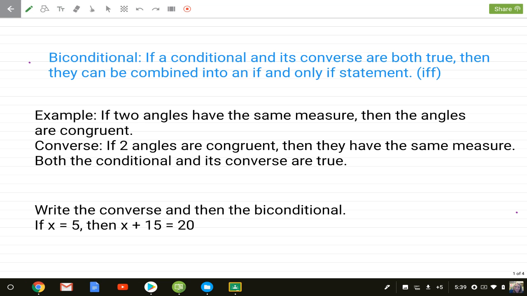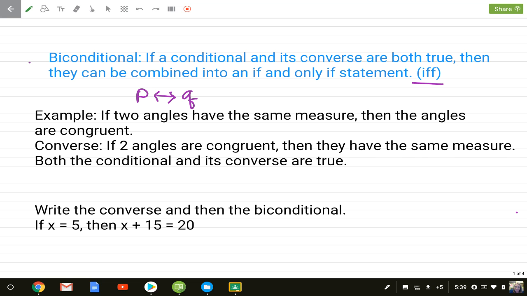In order to avoid writing if and only if over and over, sometimes people will write IFF, the two F's. It looks like you've misspelled it, but it really stands for if and only if. So if you see me write that, that's what I mean. Also, if I'm using my P and Q representations, I would have an arrow that had two ends to it, because if P then Q and if Q then P. You're taking the conditional and its converse and putting them together and saying it's true either way. Both the conditional and its converse are true.